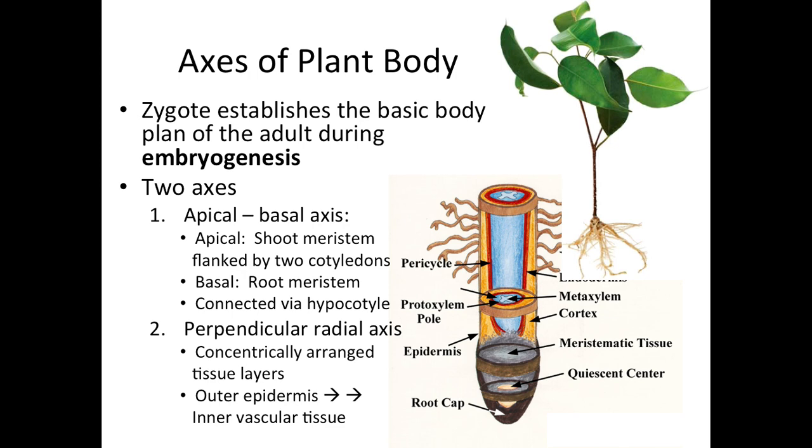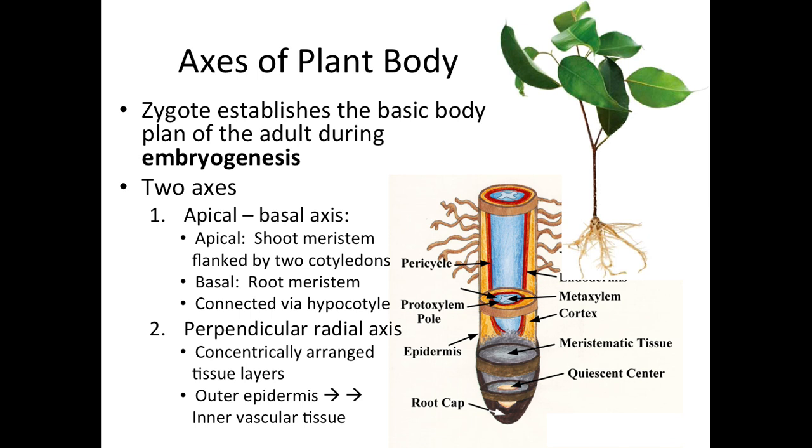So let's talk about some of those features. You need to know what are the axes of the plant body, what are the basic tissue types that are established by the embryo, and what are the organs. And for each of these, you need to know when they are differentiated. Okay, so there's two axes to the plant body, both for the embryo but also for the mature sporophyte.